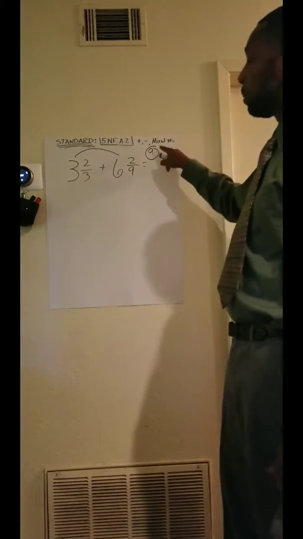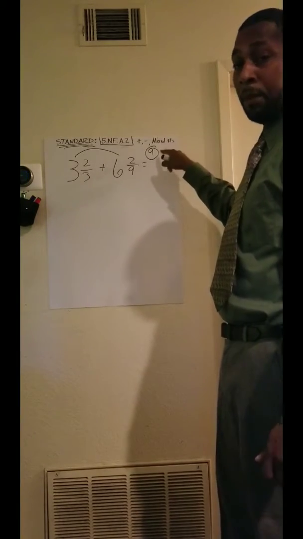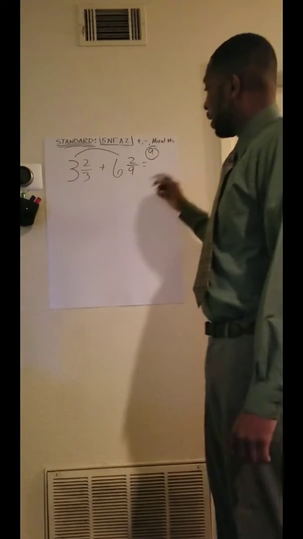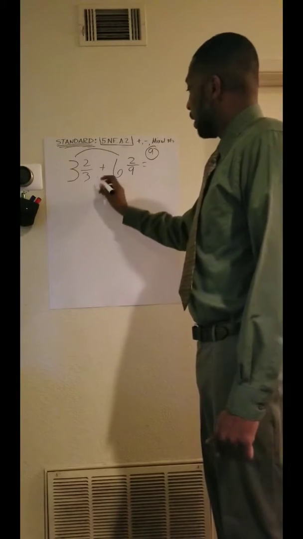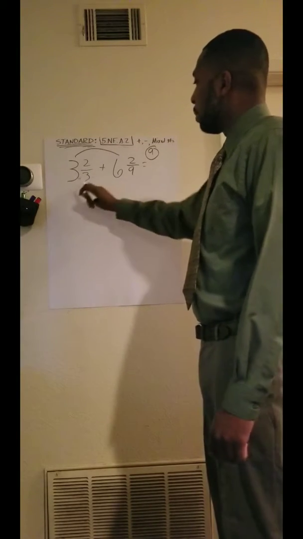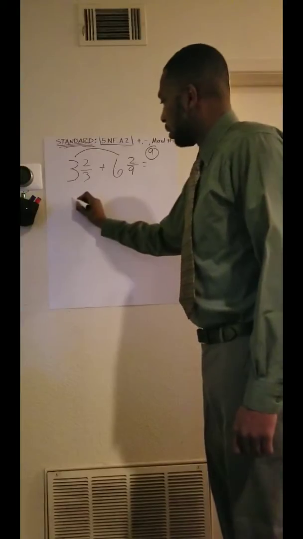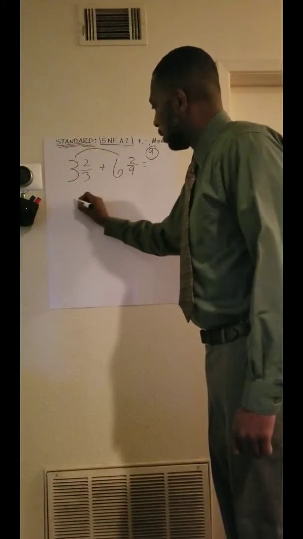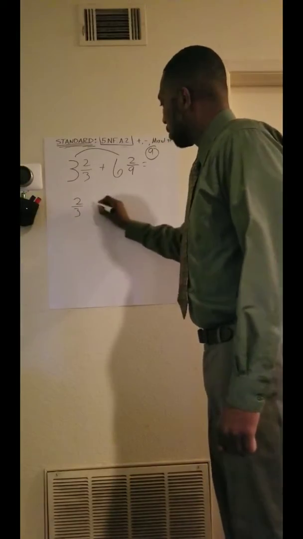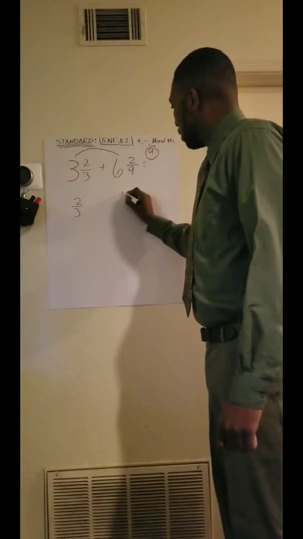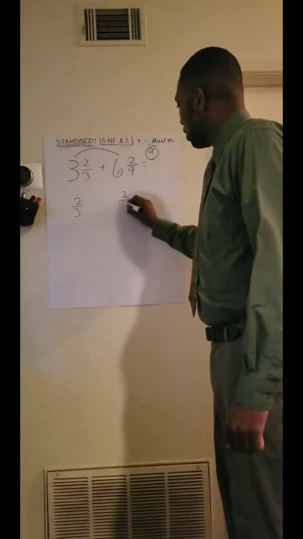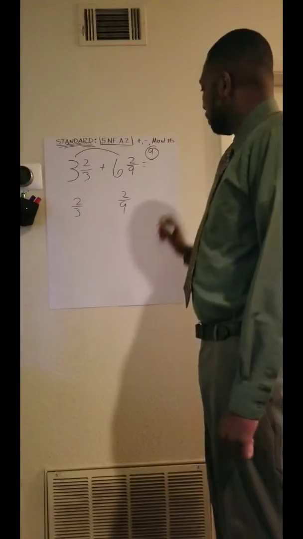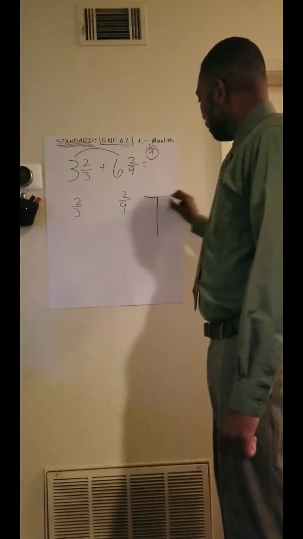So I'm going to put the 9 up there and I'm going to circle that, because with a circle, that means I'm going to have to use it again. Okay? So the next step is finding the least common multiple of the fractions. Okay, 2/3, 2/9. Okay? So I'm doing my T-chart.